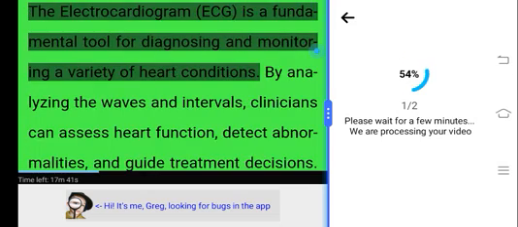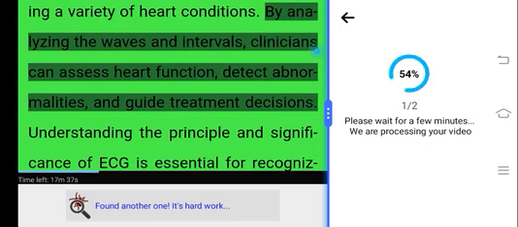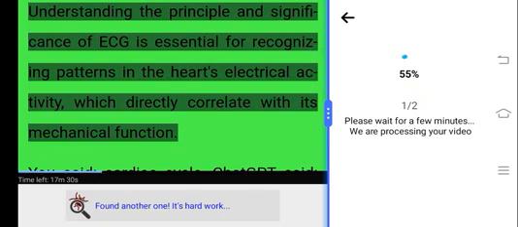Conclusion. The electrocardiogram, ECG, is a fundamental tool for diagnosing and monitoring a variety of heart conditions. By analyzing the waves and intervals, clinicians can assess heart function, detect abnormalities, and guide treatment decisions. Understanding the principle and significance of ECG is essential for recognizing patterns in the heart's electrical activity, which directly correlate with its mechanical function.